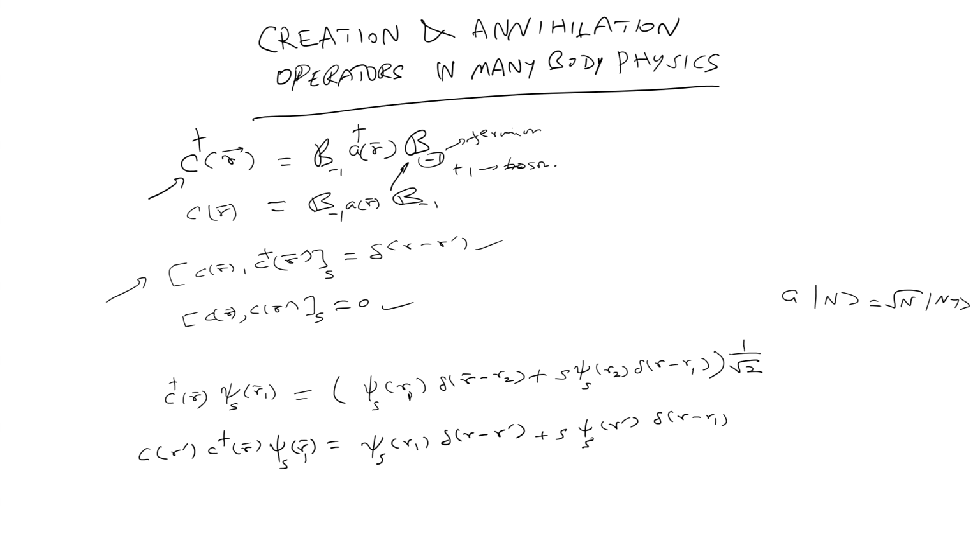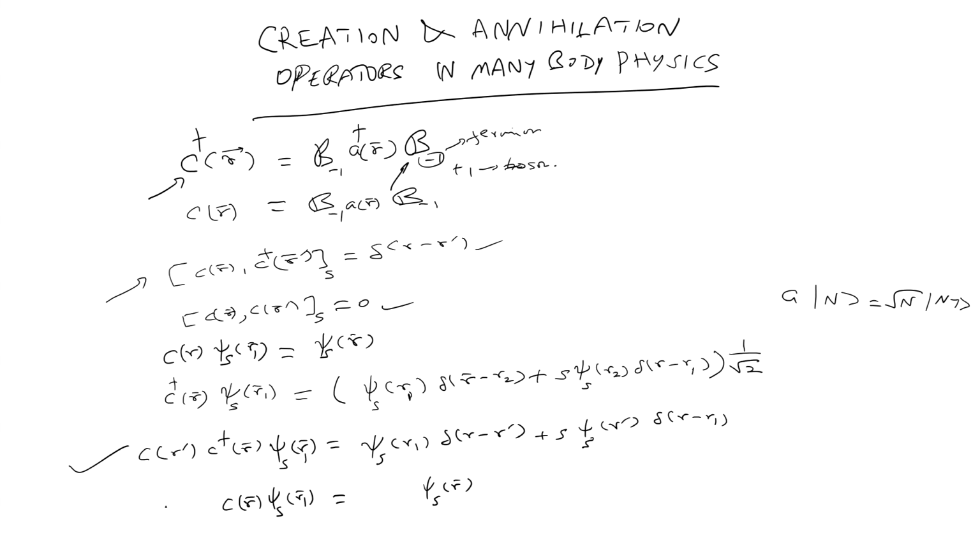So now I'm going to do the reverse. This is fine, but suppose I do the reverse. If I want to first annihilate a particle, that's even easier because there's only one particle. And how do you annihilate this? Just freeze the value of that variable to wherever it is that you want to annihilate it at. So that's all there is to it. So C of r acting on psi s r1 is basically going to be psi s of r.